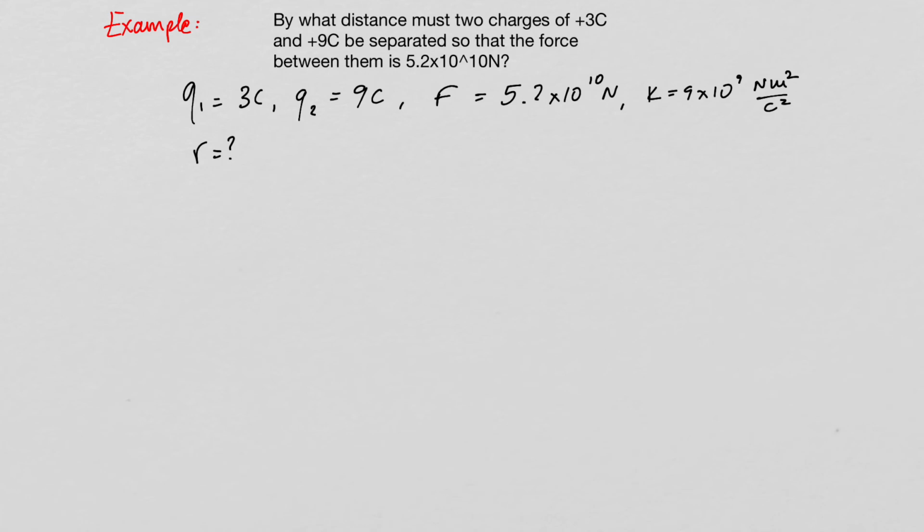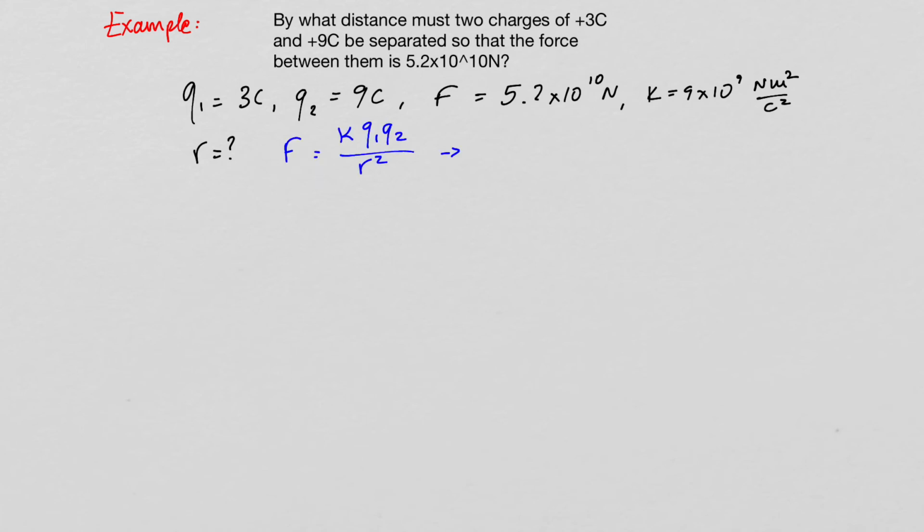So the first charge has magnitude of 3 coulombs and the second charge has magnitude of 9 coulombs. The force between the two charges is 5.2 times 10 to the 10th newtons, and the electric constant is not provided in the statement of the problem, but we know the value of it. That's 9 times 10 to the 9th newtons meter squared per coulomb squared. What we are looking for is the distance between the two charges.